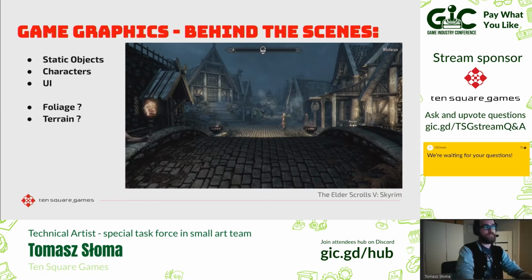Then we have terrain. So it's all the hills and mountains you see in Skyrim, as well as the paths in the city in this screenshot. These are made with custom tools in the engine, terrain tools, I assume, that are made by the level art department. So as well, another different group of people that are working on game graphics.